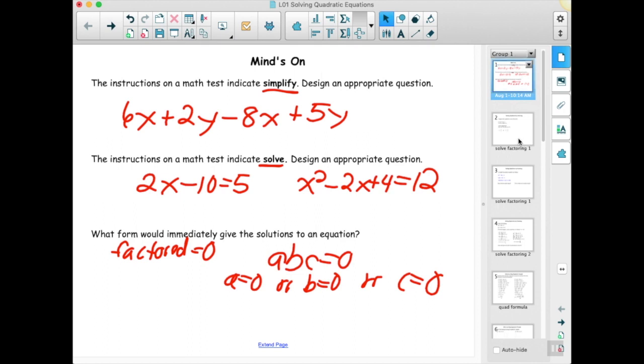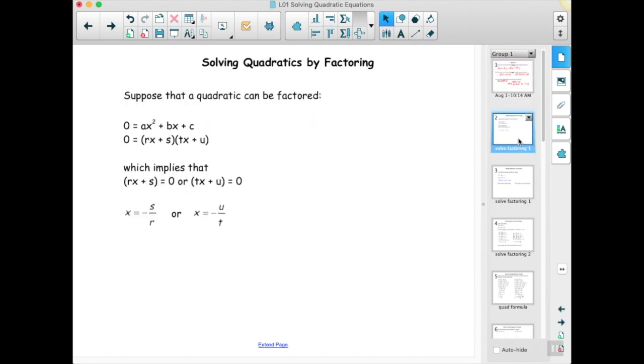All right, moving on to slide 2. Try and pick up the pace. If a quadratic can be factored, that means it's possible to rewrite it. This isn't monic. We'll have to presume that a can be something other than 1, which means we're going to have non-monic binomial factors here, right? r and t are something other than 1.